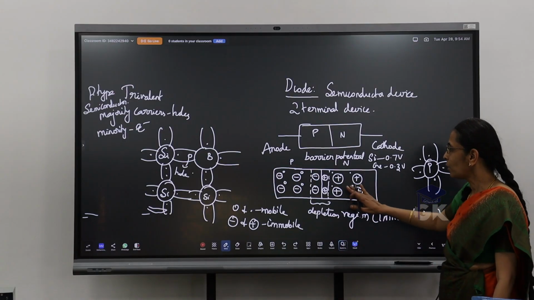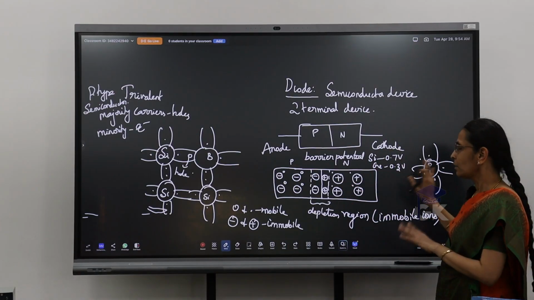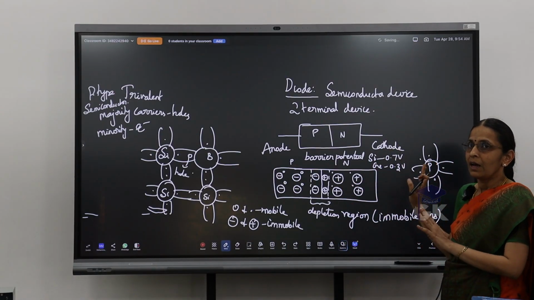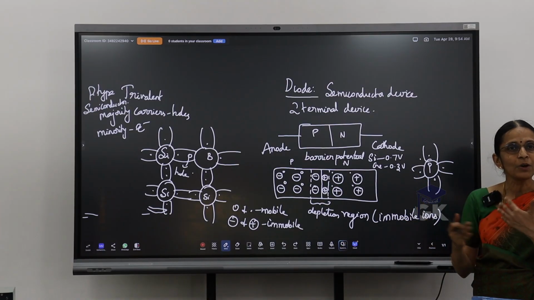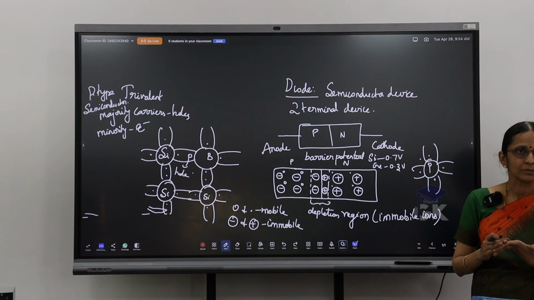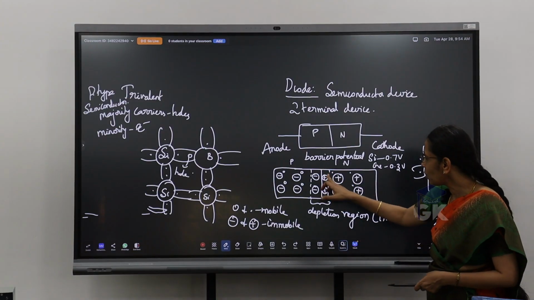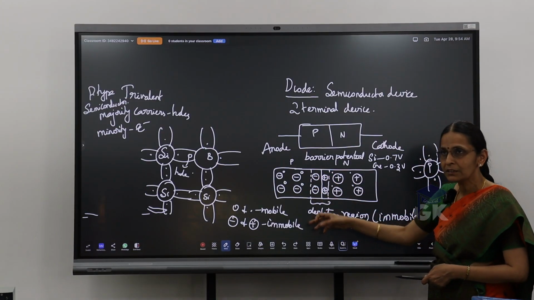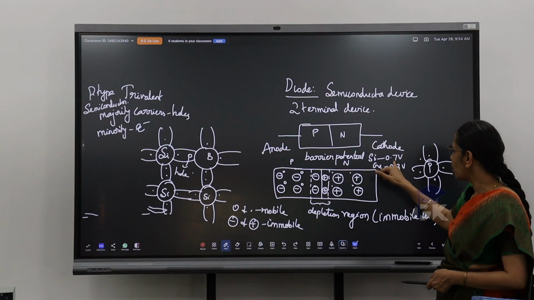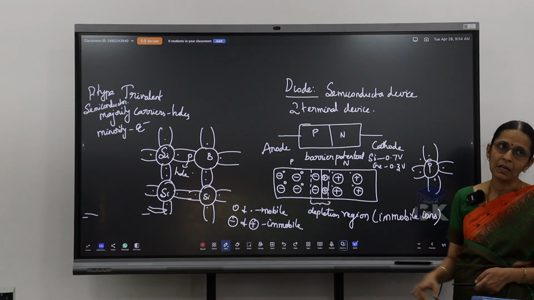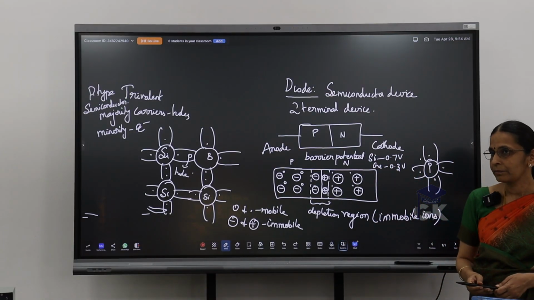So for this barrier potential, we say these are the theoretical values, and when I am providing a bias to it, it has to overcome this barrier potential. Clear? So here you can see positive on one side, negative on the other side. You have a field existing there. That is nothing but this 0.7 or the 0.3 volt depending upon my material.